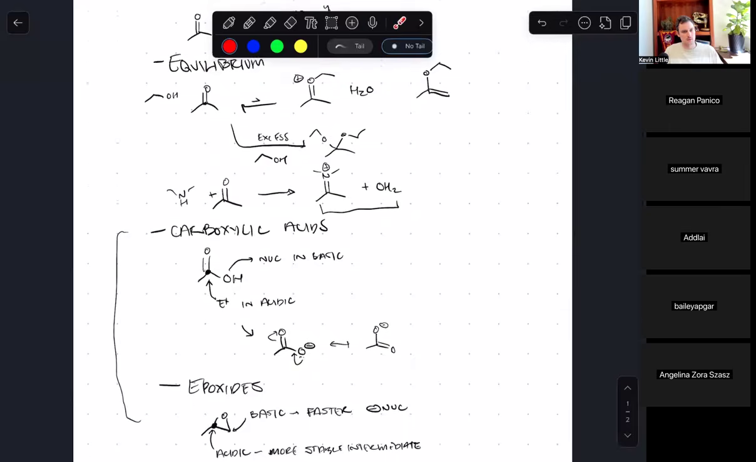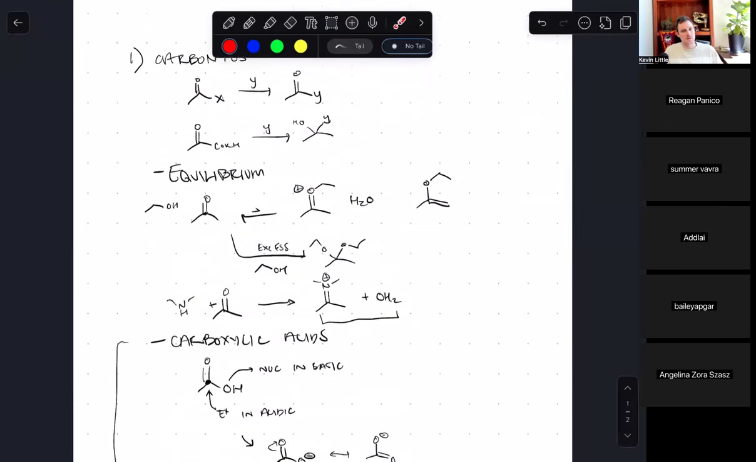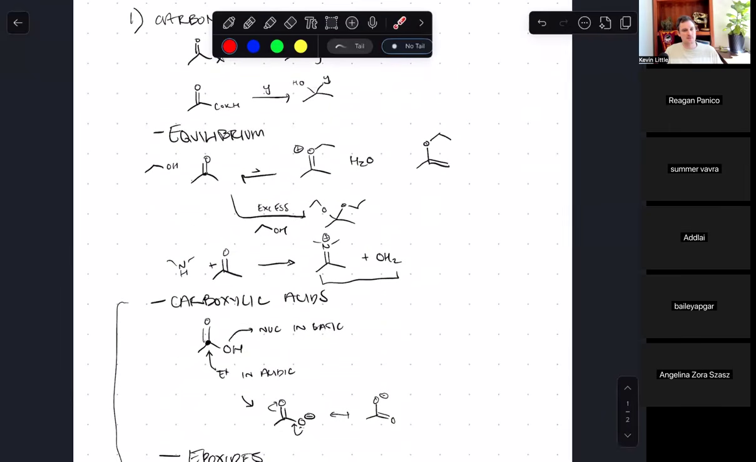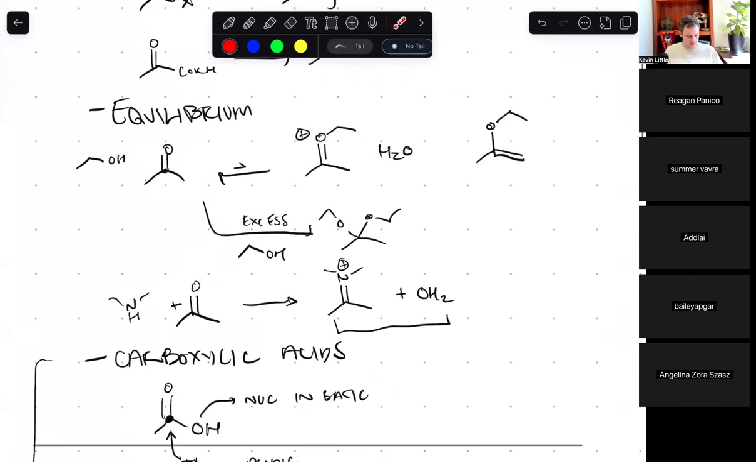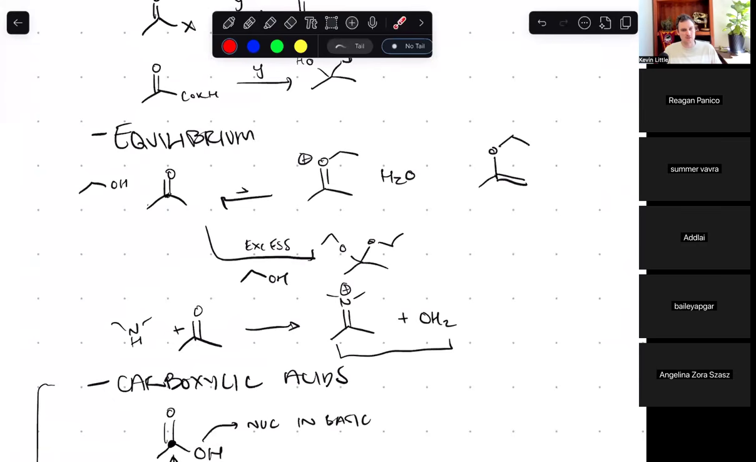Someone said, will there be a question on which side is favored or if it's in equilibrium? If so, how do we determine that? Yeah, we've already talked about that a little bit. So equilibrium is a fair game question.